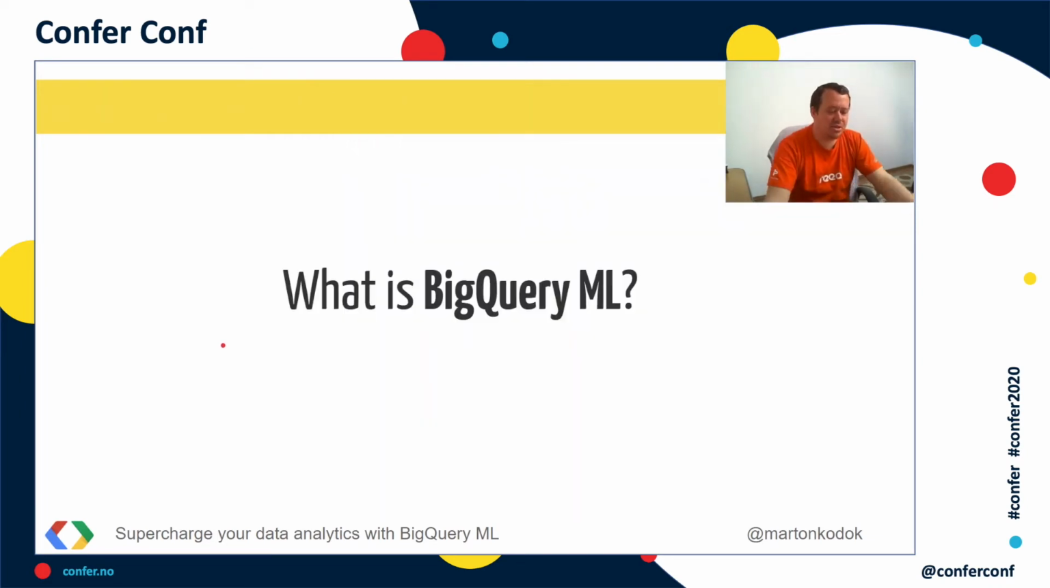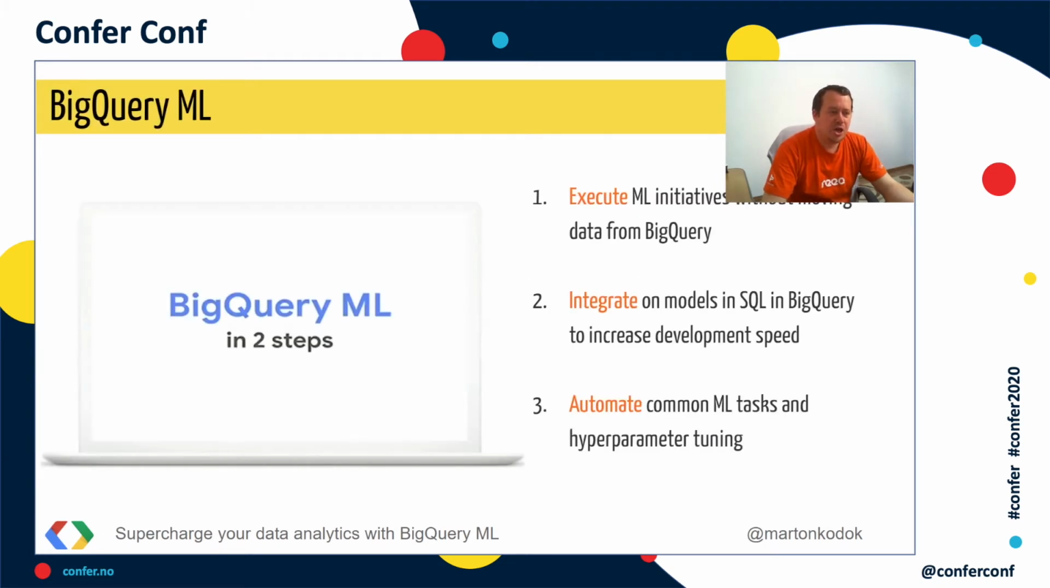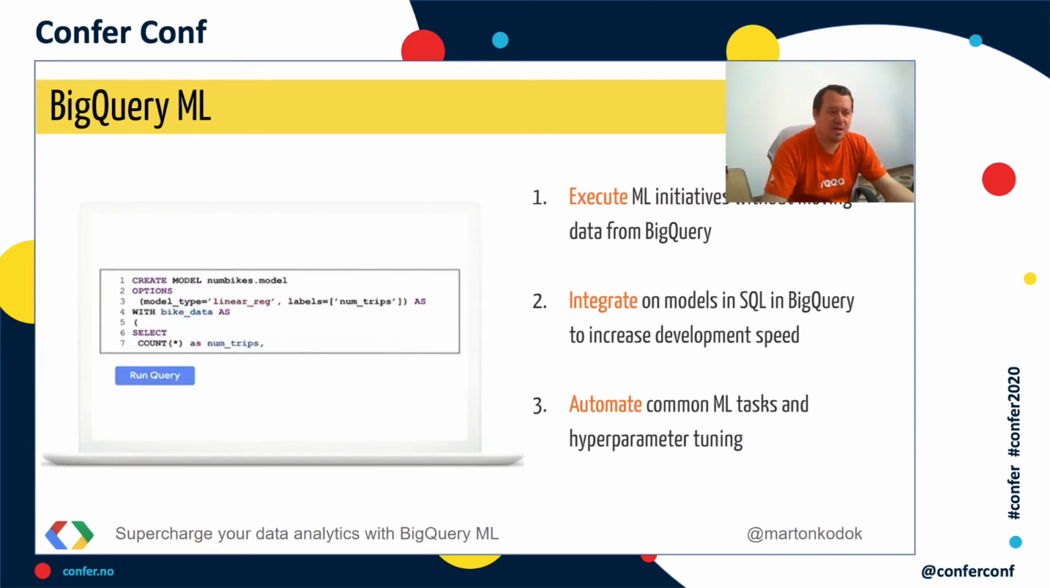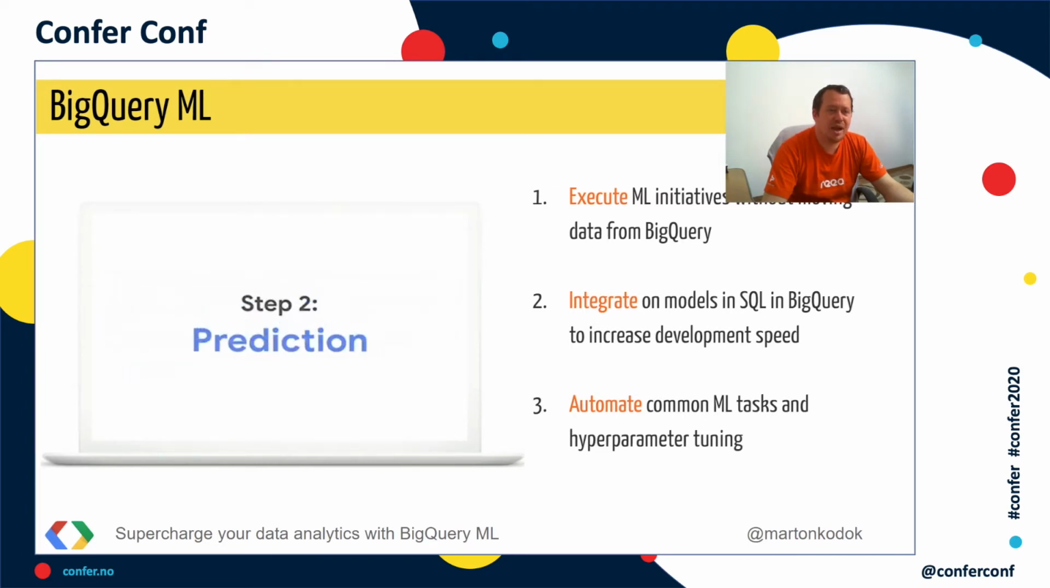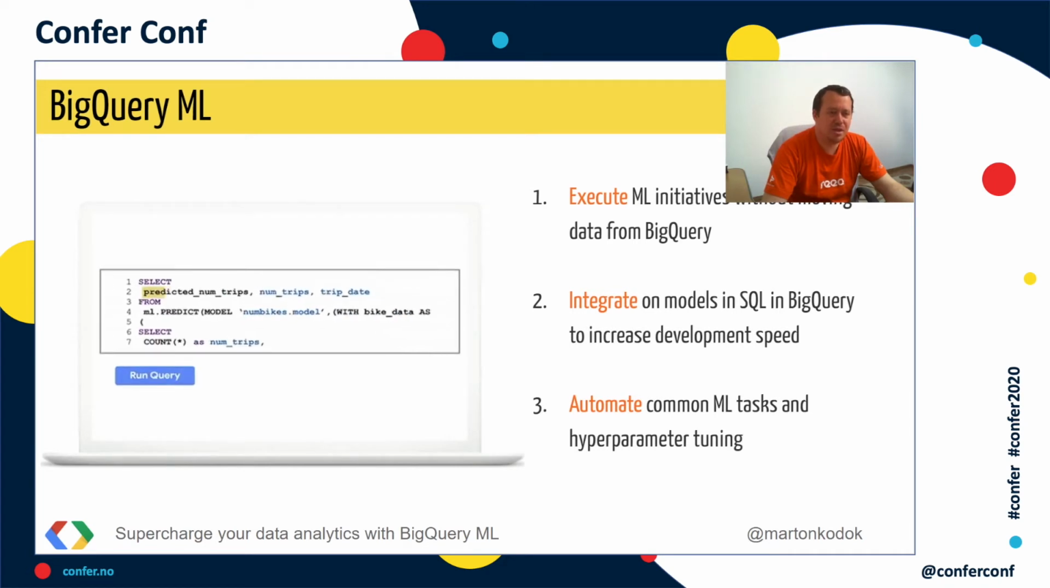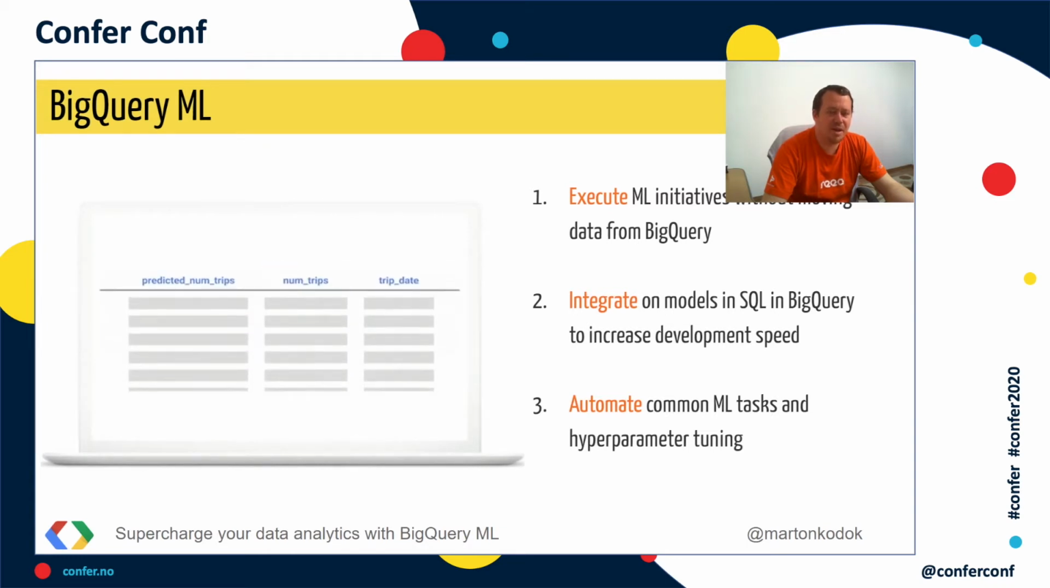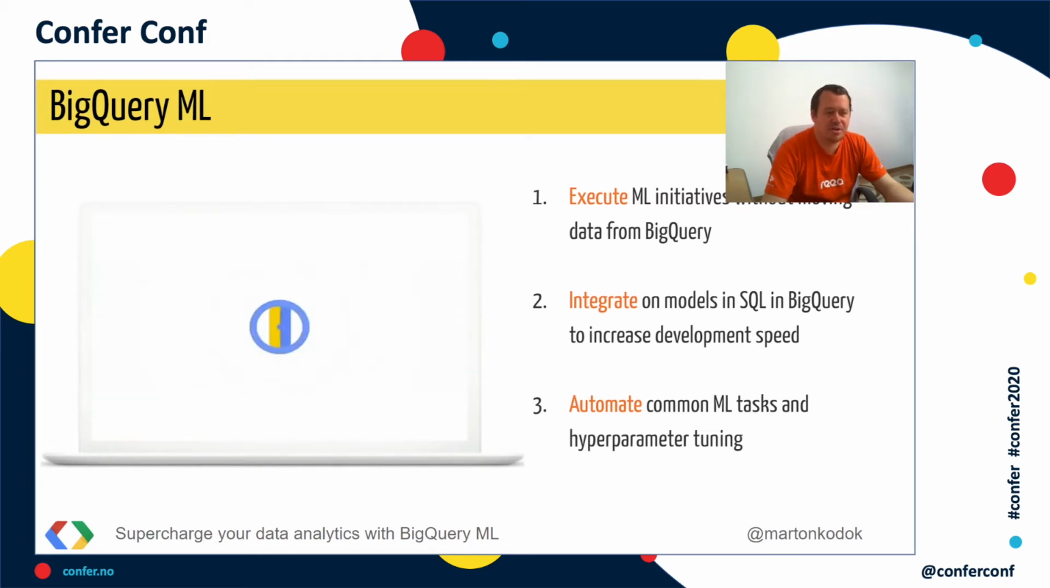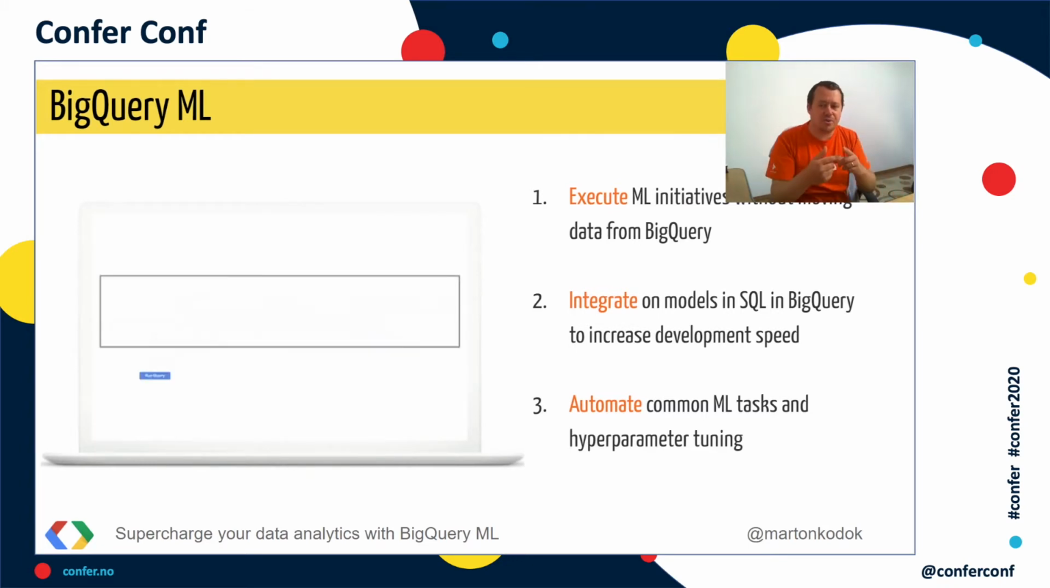Okay, those are some features about BigQuery in order to show you how powerful it is. And now let's see what BigQuery ML is, our current topic. So BigQuery ML is machine learning inside SQL. You are able to create SQL syntax to execute ML initiatives. You can integrate models in SQL to decrease development time, and you can automate common machine learning tasks, and you can do hyperparameter tuning by changing different models.